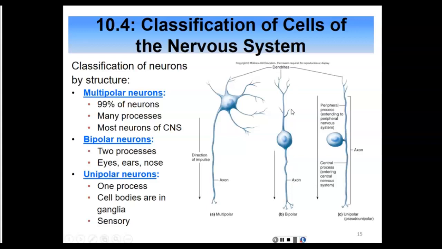Bipolar, you can see there are two processes, an axon and then one dendrite. So it kind of looks similar from one end to the other off of the cell body. This is going to be for more specific small functions. So your eyes, your ears, your nose, those are going to be bipolar. And then unipolar is one projection off, and then part of it splits to be a peripheral, and part splits to be a central process. And the cell bodies are in what's called a ganglia, a grouping of cell bodies. This is always going to be a sensory nerve.